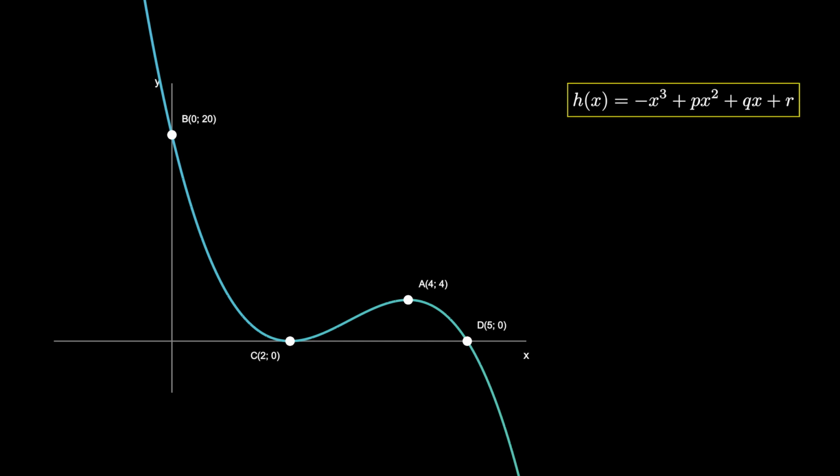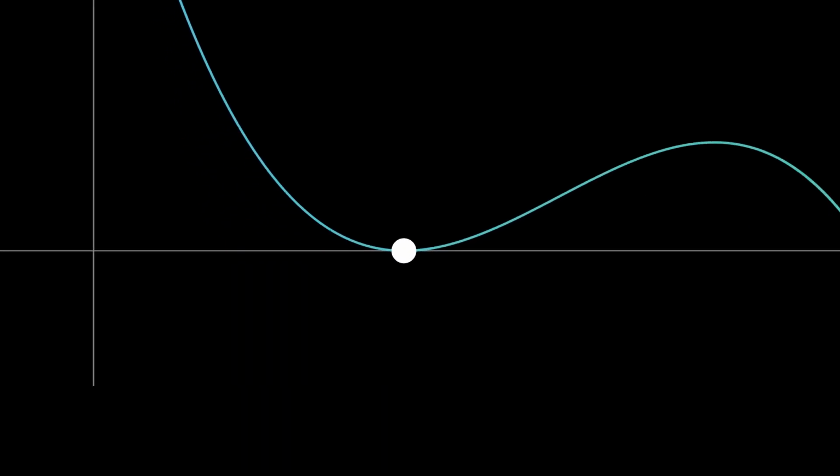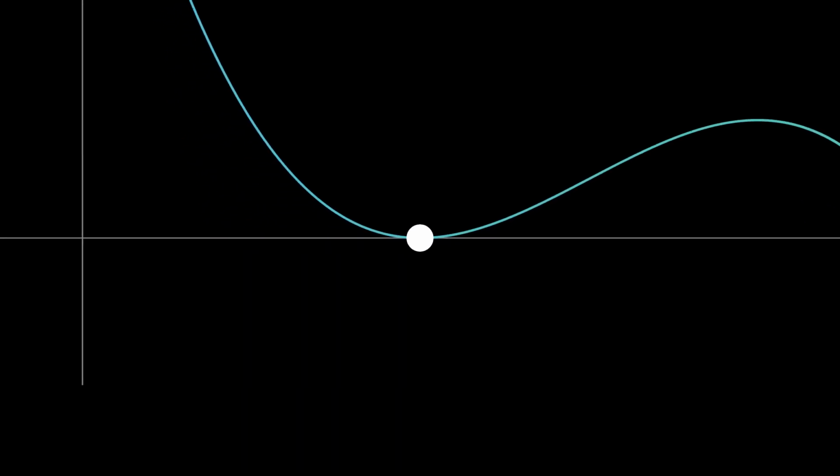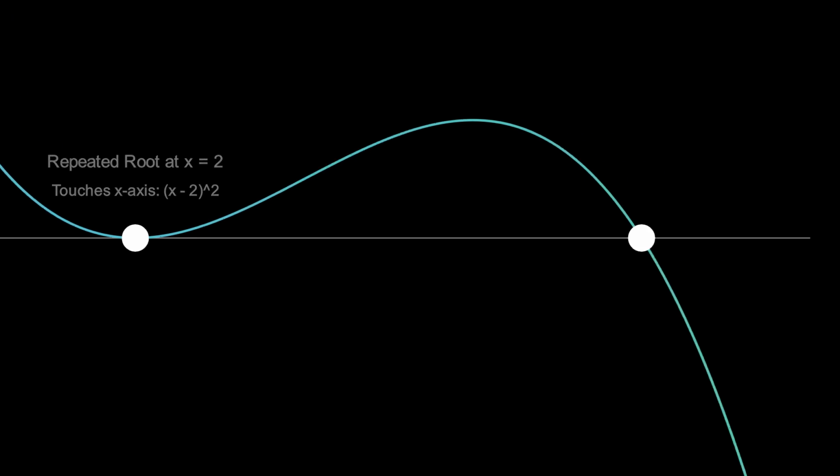Our job is to find the values of p, q, and r, then answer a few more questions about the graph. Here is the key insight. We know two of the x-intercepts, x equals 2 and x equals 5. But wait, look at the graph carefully. The graph touches x equals 2, but does not cross it. That means x equals 2 is a repeated root. In other words, the factor x minus 2 appears twice.